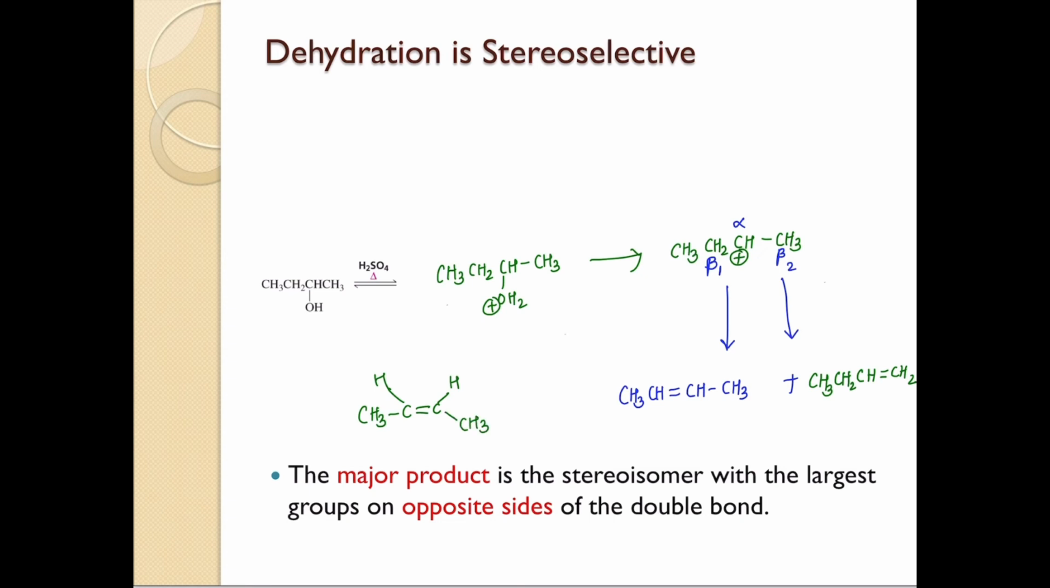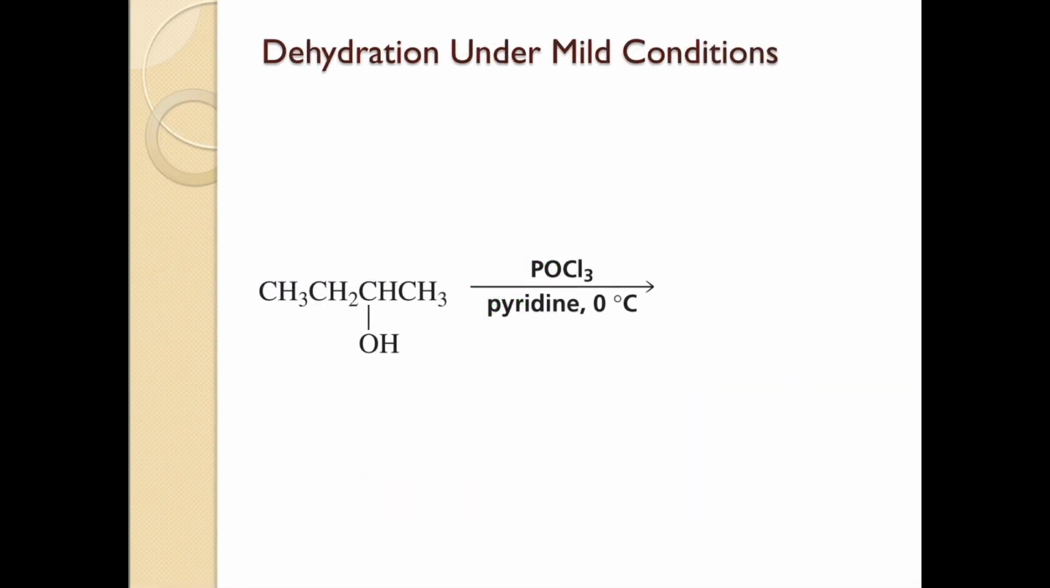Cis compound, and the other one is going to be a trans compound. So between these two, the trans compound is the one that's formed in major quantity, and we already know that trans compound is the most stable one. We can also conduct the elimination reaction, the dehydration reaction, under mild conditions.